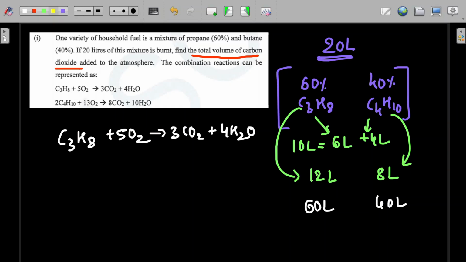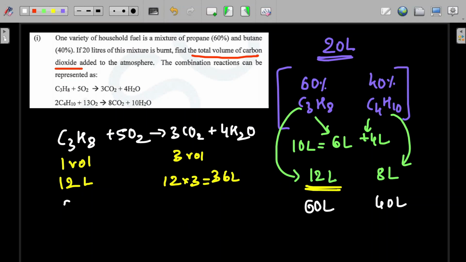Now you know this is for the propane. C3H8 is propane. So propane, how much are you taking? 12 liters. According to Gay-Lussac's law, this is one volume, this is three volumes. Now don't worry about the oxygen. For 12 liters you need 3 times, so 12 into 3, 36 liters. Simple.